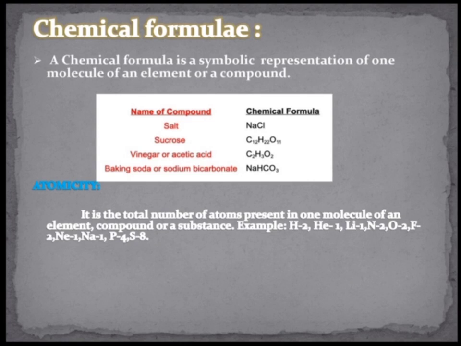And now we are going to see an example. What is the atomicity of sulfuric acid? H2SO4. And the calculation is: there are 2 hydrogens, so 2 into 1, plus 1 sulfur, plus 4 oxygen. So 2 plus 1 plus 4 is equal to 7. This is the atomicity of sulfuric acid.